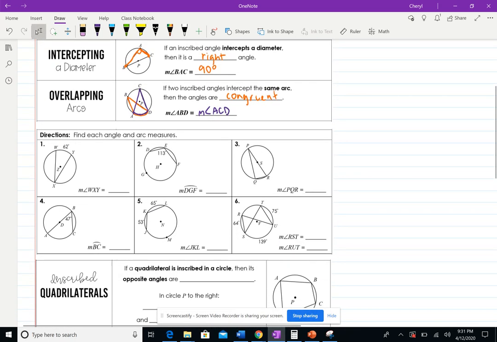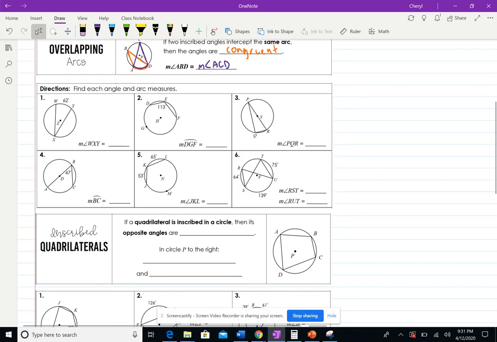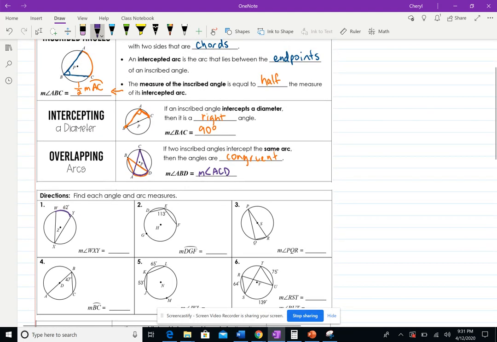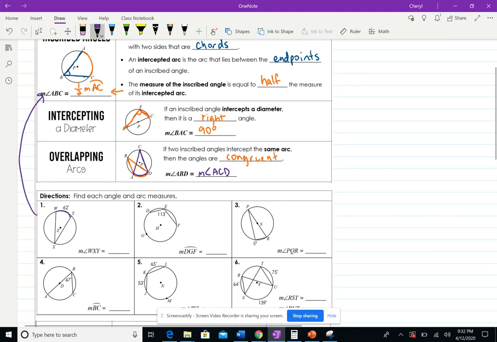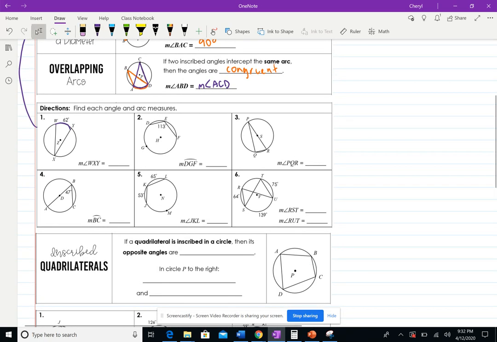All right, so let's try some problems using these. Find each angle and arc measure. So we are given arc WY is 62. What is angle WXY? Okay, so we remember this property up here. The inscribed angle is half of the measure of the arc. So angle WXY is 31.